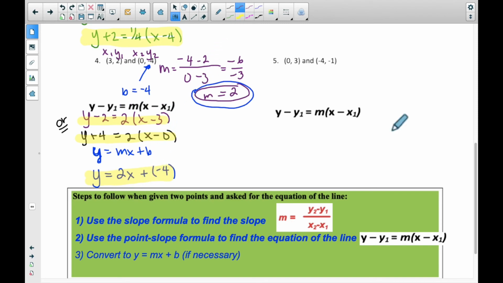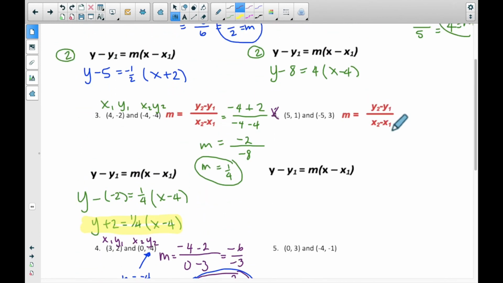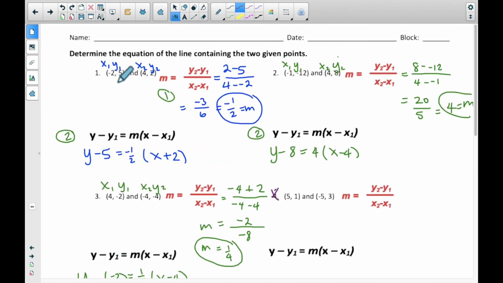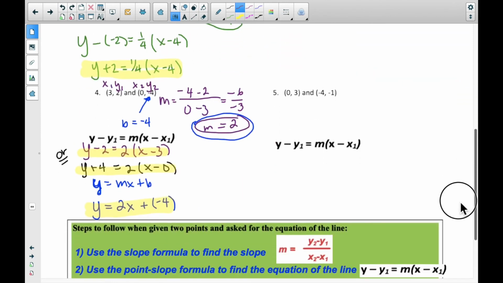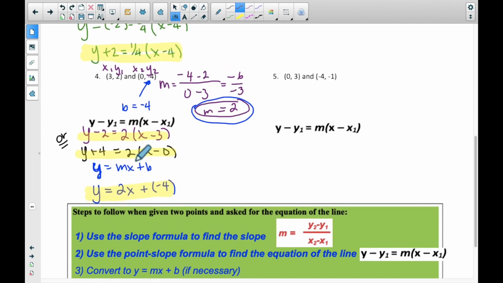Now, I'm just going to go up and look at the instructions real quick. It just says, determine the equation of the line. Okay, does that mean point-slope form, or does that mean slope-intercept form? Well, if they don't tell us, we can use either one. And so that's what I was trying to show you down here, is we did it several different ways, and any one of those is a true answer, and they would all come out to be the same graph even.